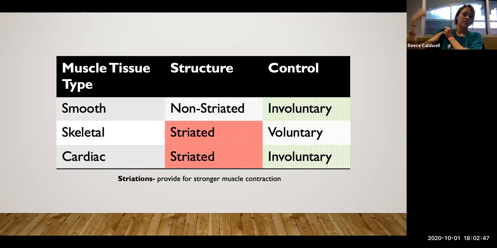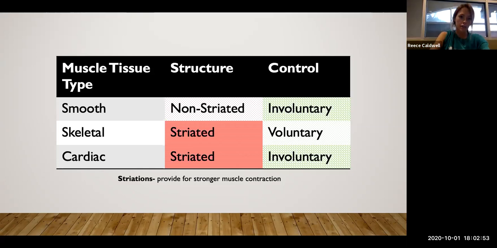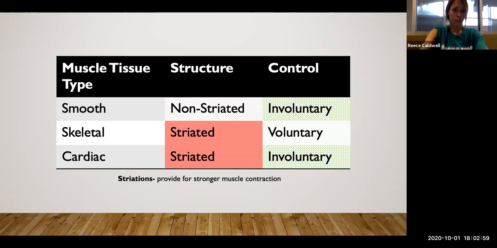Skeletal muscle, voluntary, those are all the muscles that you think of whenever you think of muscles, like biceps, triceps, the quads, the calf muscles, all of those are our skeletal muscles, voluntary. And then smooth muscle, involuntary. Whenever you eat something, you don't think, okay, go here, go there. So definitely want to know this chart.